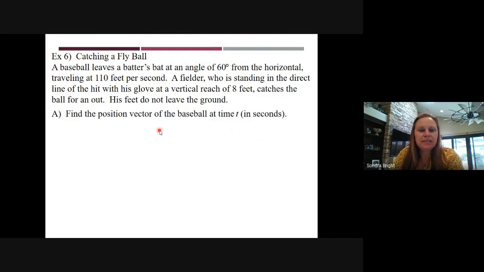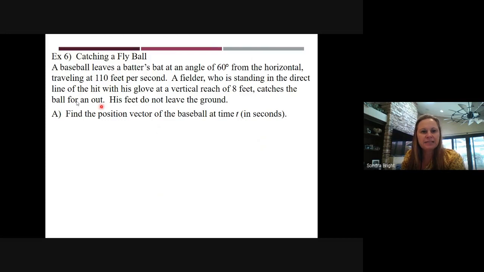As a baseball leaves a batter's bat at an angle of 60 degrees from the horizontal, so that's nice, it's working like trig, traveling at 110 feet per second, a fielder who's standing in the direct line of the hit with his glove at a vertical reach of 8 feet, so he can reach as far as 8 feet, catches the ball for an out. His feet don't leave the ground, so his feet are still on the ground, reaching all the way up, he can reach 8 feet.